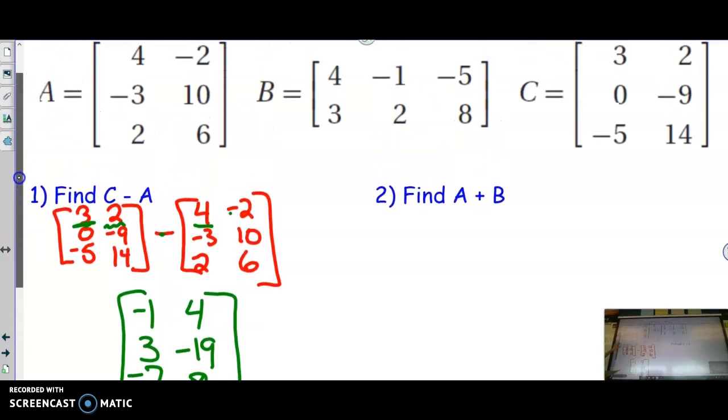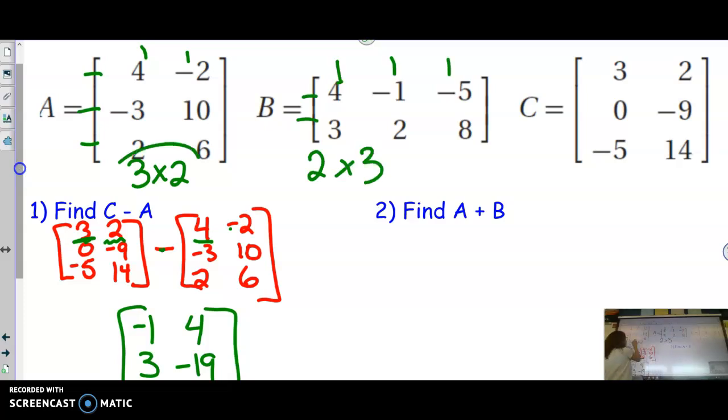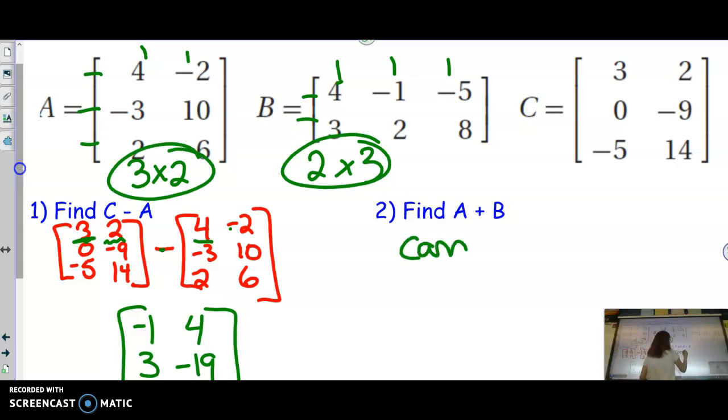If I come up to the next one that says add A plus B, I see that A is 3 rows by 2 columns, whereas B has 2 rows and 3 columns. Well, these dimensions are not the same. They have to literally line up perfectly. So the answer to this would be you cannot do that. So there is no answer for that question.